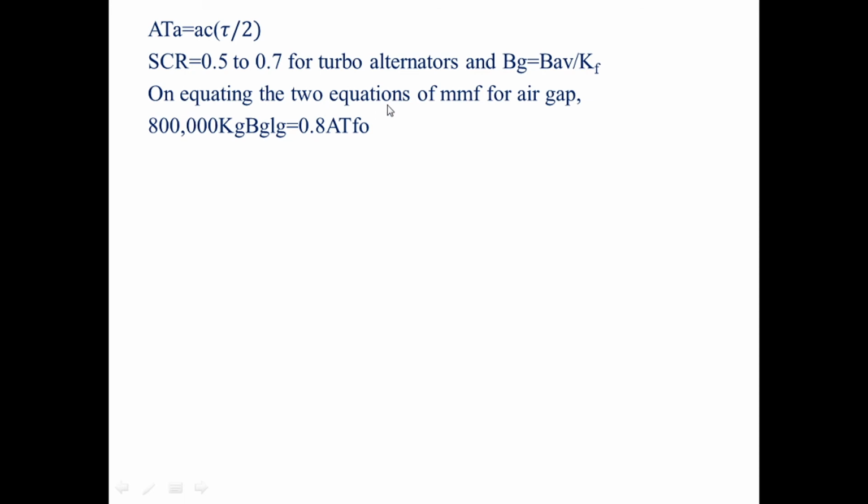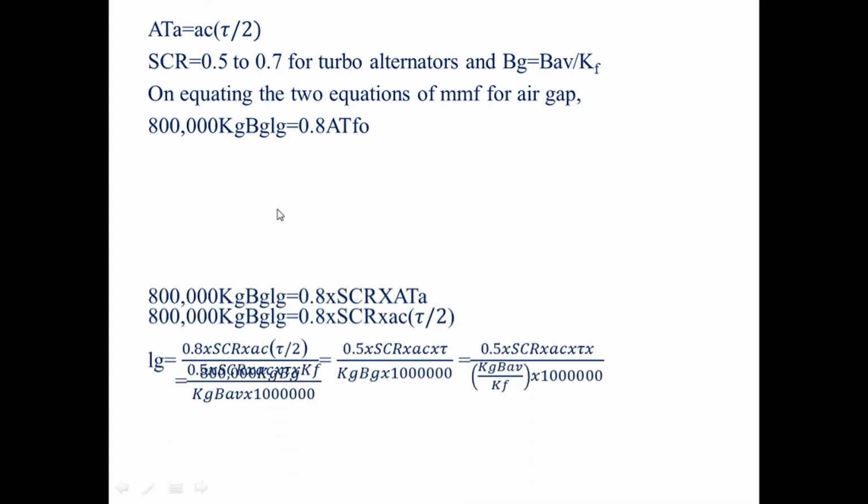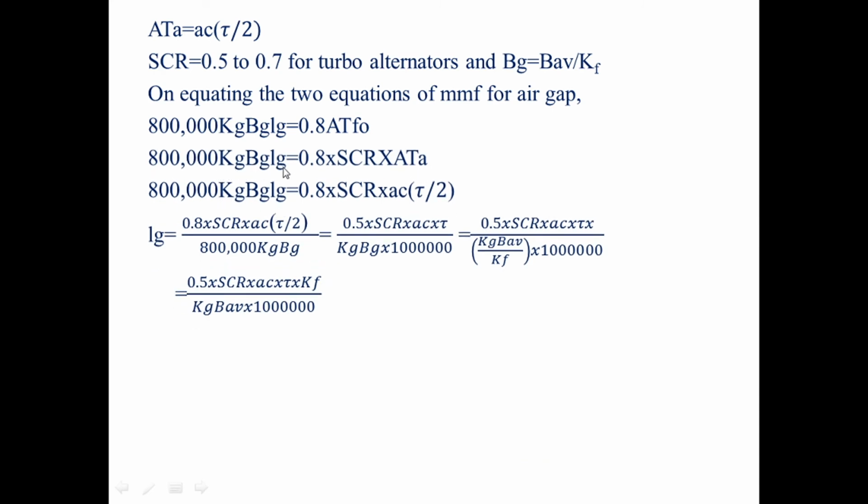Now equate the two equations of MMF for air gap. One equation is 800,000 Bg kg into Lg, which is equal to 0.8 into ATF naught, that is 80% of the no load field MMF. ATF naught is SCR into ATA. If you substitute that value, 800,000 kg Bg into Lg equals 0.8 into SCR into ATA, and ATA is AC into tau by 2.